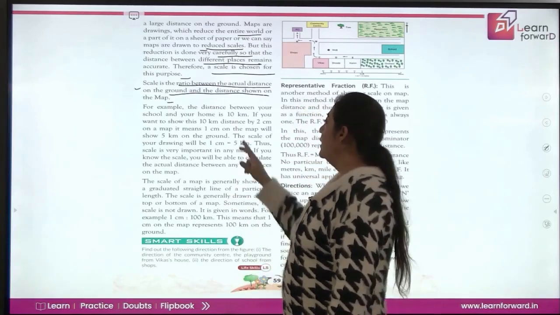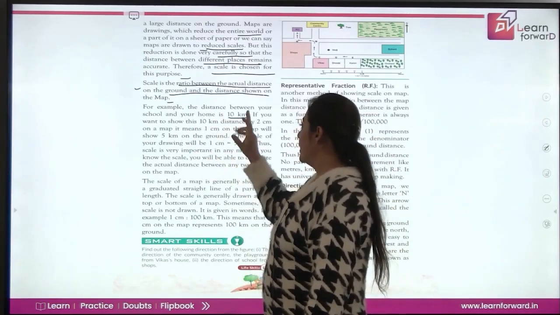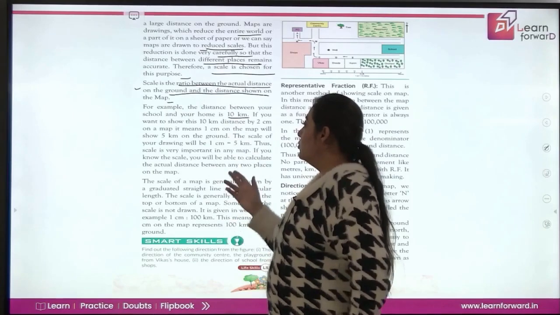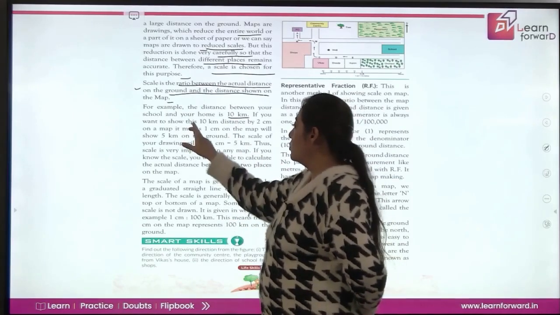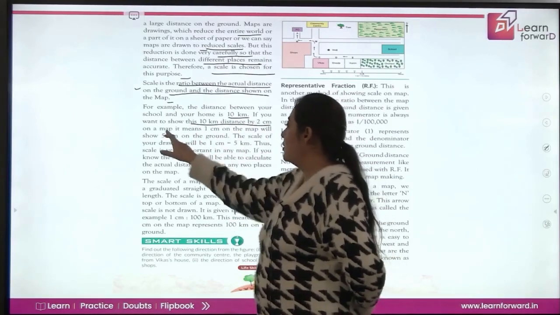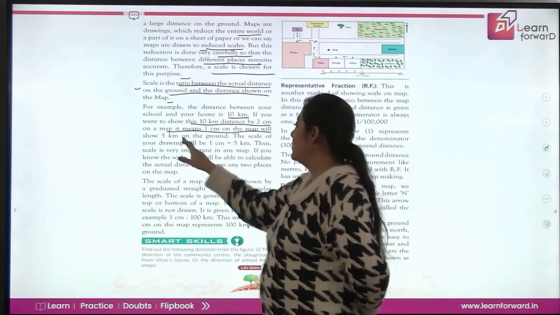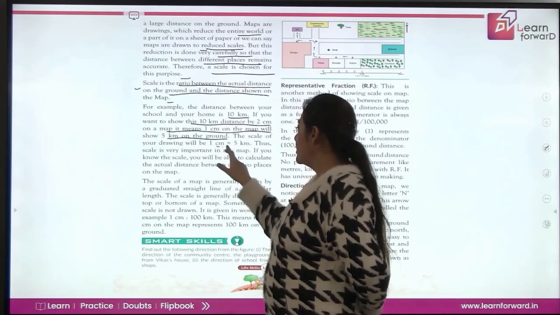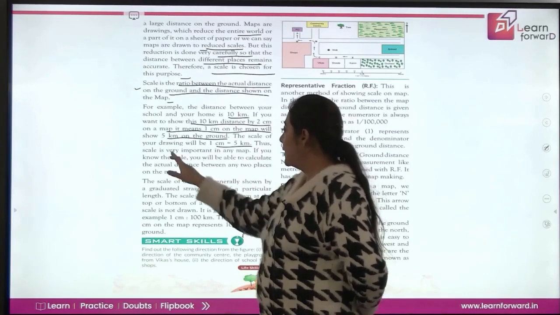For example, the distance between your school and your home is 10 kilometers. Suppose घर और आपका school में 10 kilometer का difference है. If you want to show 10 kilometers distance by 2 centimeters on a map, it means 1 centimeter on the map represents 5 kilometers on the ground. 1 cm is equal to 5 km. So the scale is very important in any map.